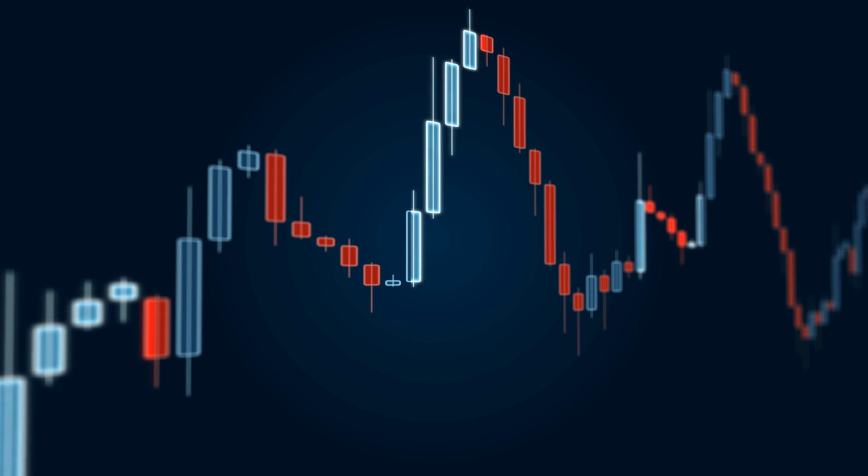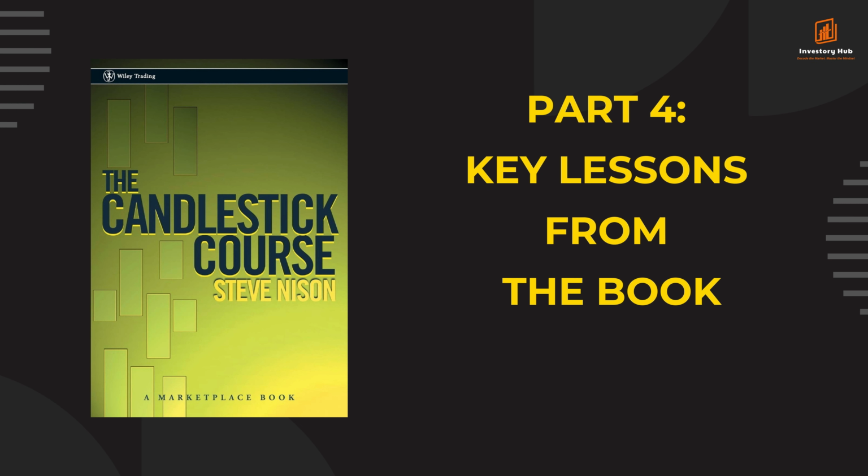It puts you in the candlestick gym, so you can feel every price swing, every potential reversal, not just with your eyes, but with market instinct and logic. Part 4. Key lessons from the book.